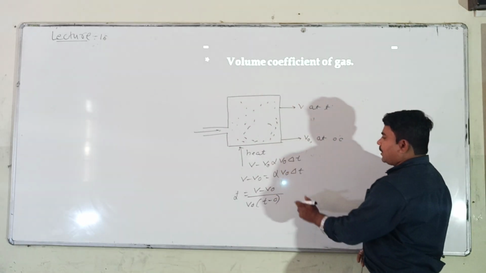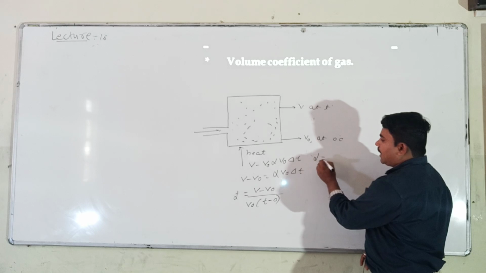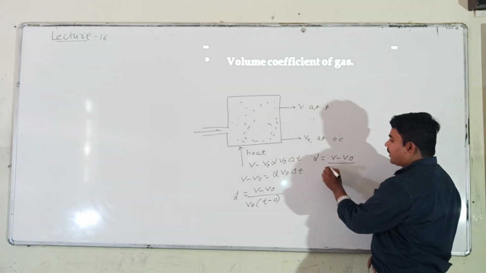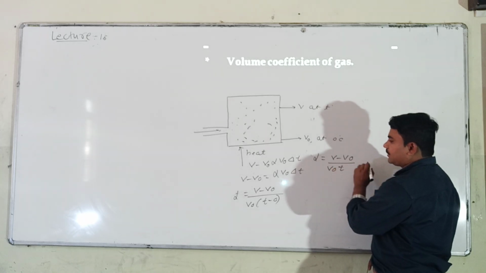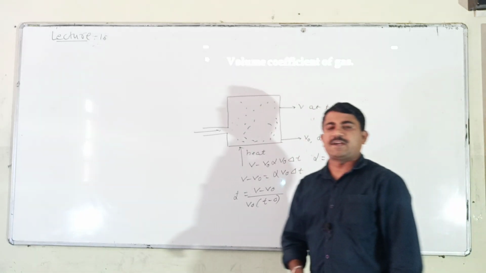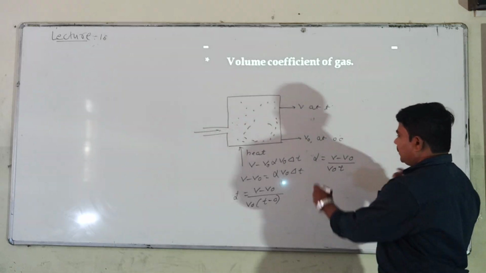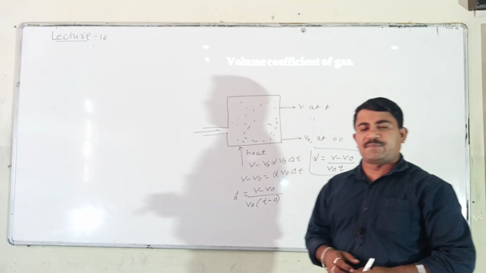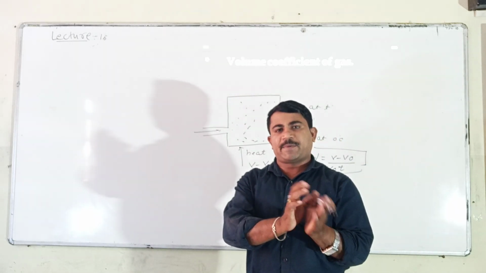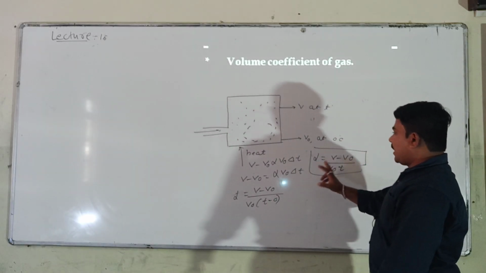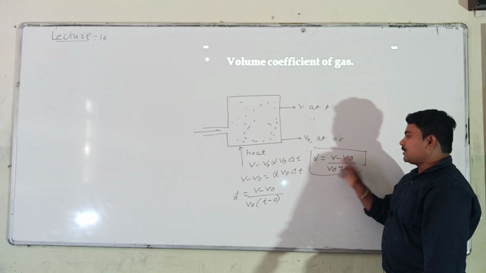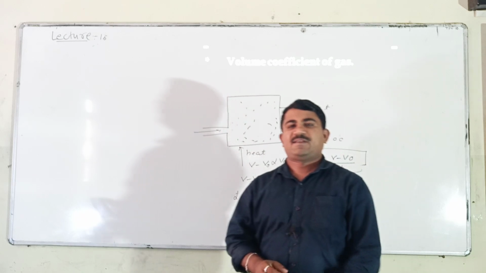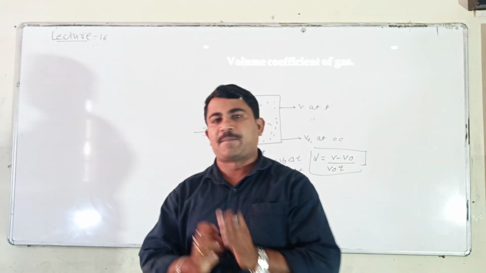From this, alpha can be written as V minus V0 divided by V0 into delta T. This is what we call the volume coefficient of expansion of the gas. How do we define it? Volume coefficient of expansion is the change in volume to original volume per degree rise in temperature.